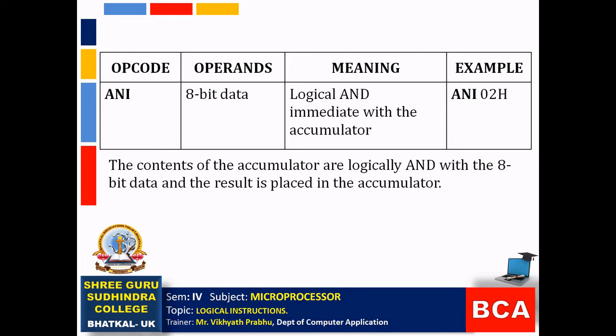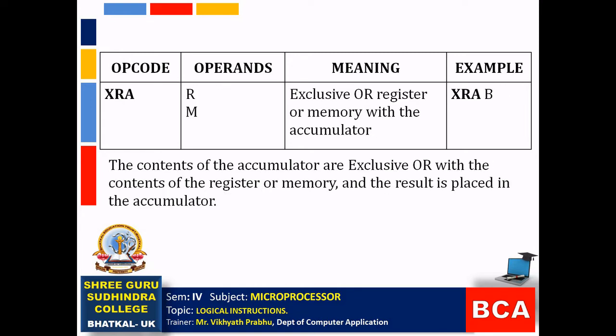the accumulator. The next instruction is XRA, and we call this as exclusive OR of the register or memory with the accumulator. We write this instruction as XRA with an operand, either a register or a memory.